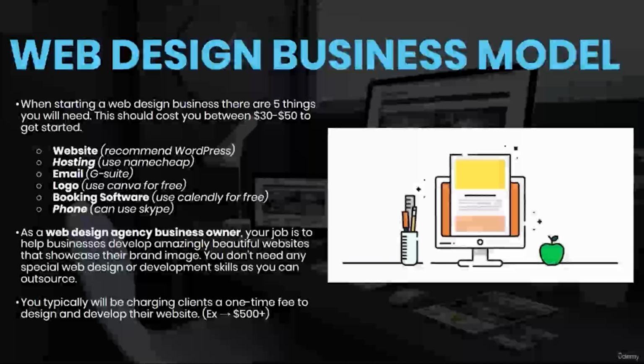The hosting, like I mentioned, you can purchase through Namecheap. For email, I recommend you go through G Suite. With the logo, you can build a logo in about 5 minutes going to Canva for free. And then booking software, this is another feature that really positions you as that professional, that you take your business seriously. And I highly recommend Calendly.